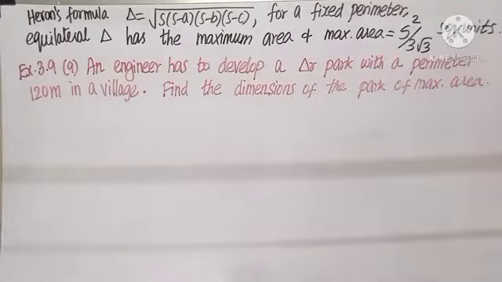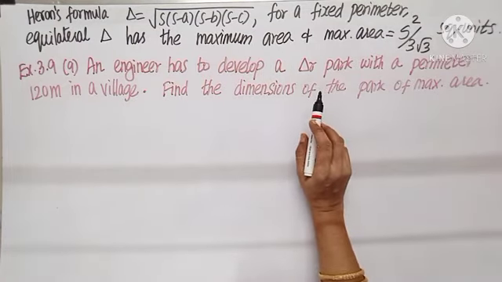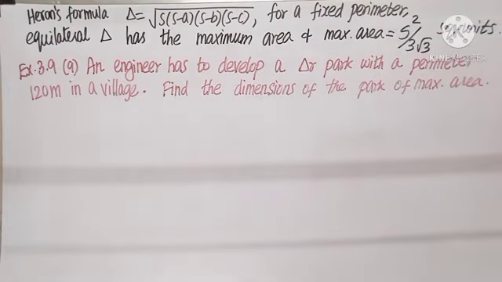As we have learnt Heron's formula, that is delta equals root of S into S minus A into S minus B into S minus C, we would like to state that for a fixed perimeter, the equilateral triangle has the maximum area, and the maximum area is S square by 3 root 3 square units. Based on this, we have some exercise problems. Exercise 3.9, question number 9.